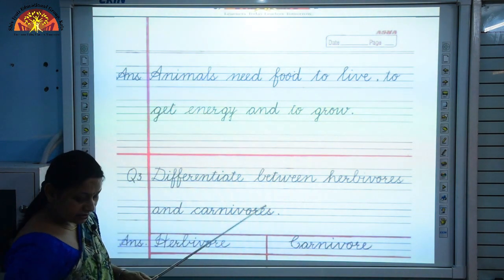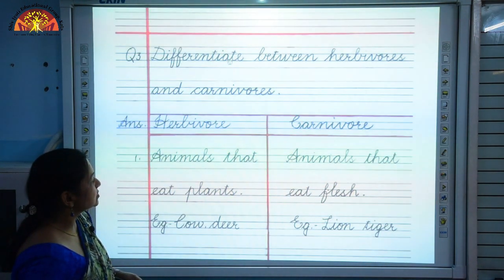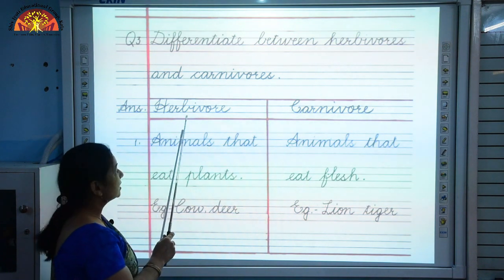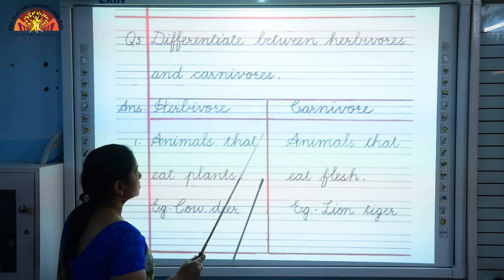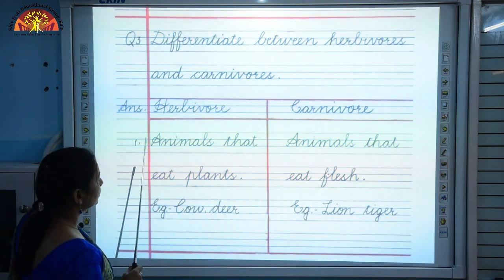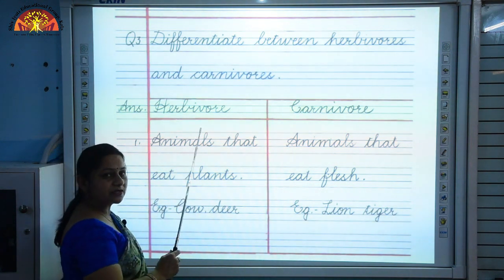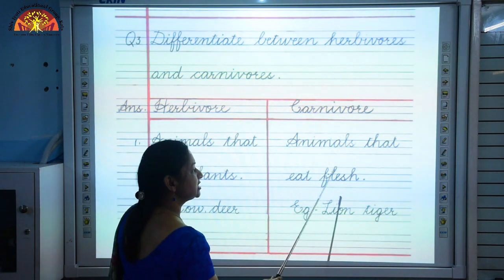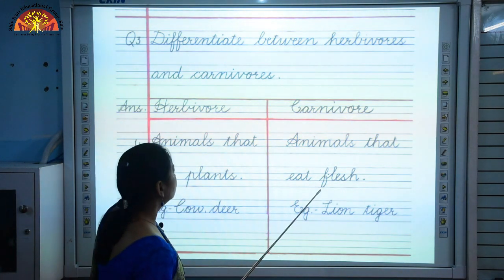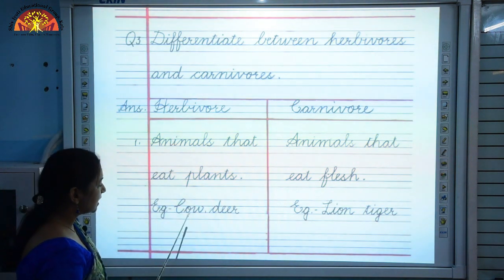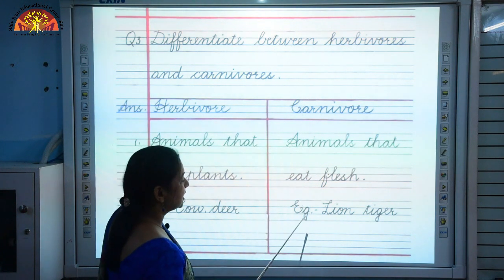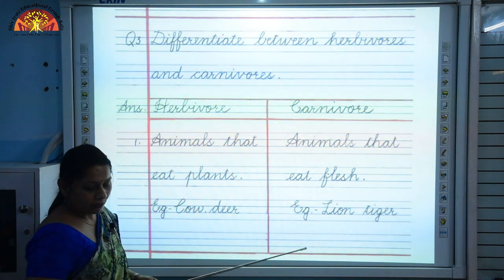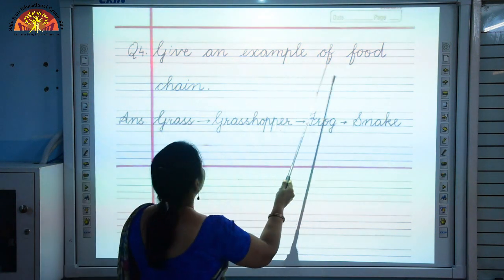The third question is differentiate between herbivores and carnivores. We are going to make the table with the red pencil, where the first part will show the herbivores and the second part will show carnivores. The first point in this table, you are going to write animals that eat plants. So herbivores are animals that eat plants, or plant eating animals. Carnivores, what are carnivores? Animals that eat flesh, or flesh eating animals. And what are the examples of herbivores? Examples are cow and deer. And the examples of carnivores? Examples are lion and tiger. So you are going to make the table with the help of a red pencil and do it in this tabular form.